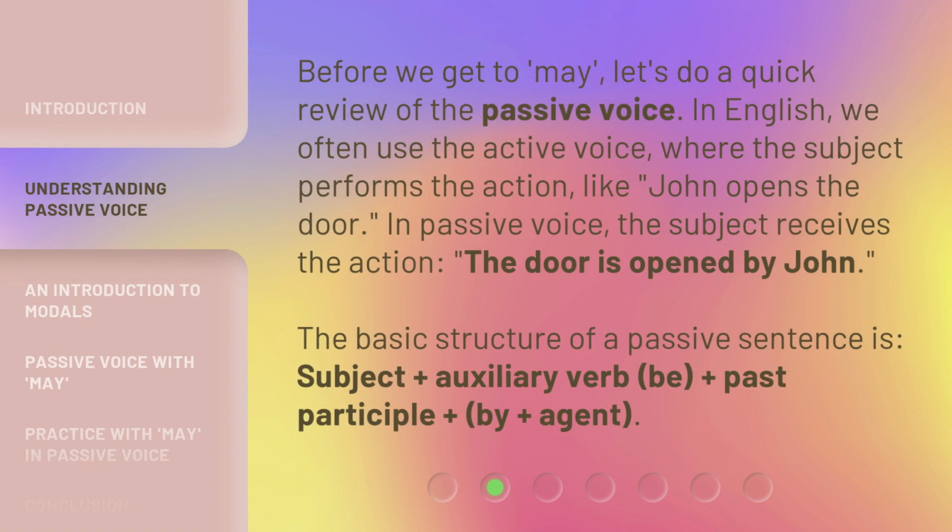Before we get to may, let's do a quick review of the passive voice. In English, we often use the active voice, where the subject performs the action, like, John opens the door. In passive voice, the subject receives the action, the door is opened by John. The basic structure of a passive sentence is subject plus auxiliary verb, be, plus past participle plus, by plus agent.